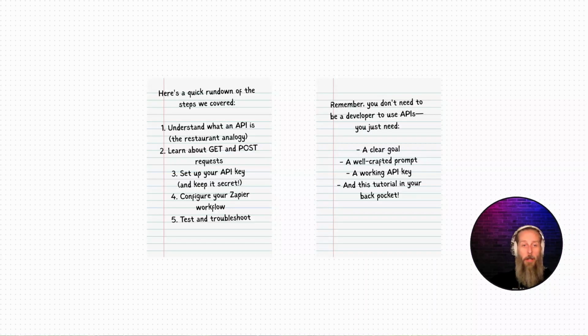Okay, quick rundown. This is what we just talked about. You should now understand what an API is. Remember the restaurant analogy. You learned about GET and POST requests. You know how to use your API key. Remember, keep it secret. We've configured a Zapier workflow and we've tested it. Remember, you don't need to be a developer just to use APIs. You just need a clear goal, a well-crafted prompt, a working API key, and this tutorial in your back pocket.